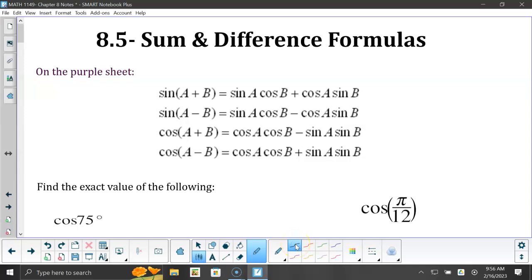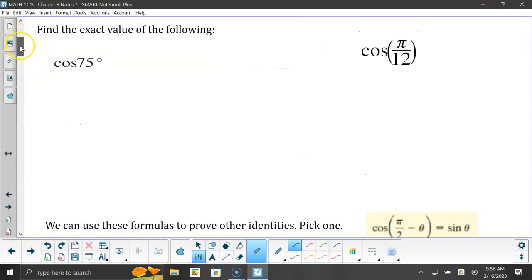Yes. All right. So finding exact values. You do not need to copy those. Remember, they're on your purple sheet. So I've got 2 problems. The one on the left says cosine of 75. Is there a way to find 75 where I'm adding and subtracting something from the unit circle? Same one. So this is going to be the same thing as saying cosine of 45 plus 30.